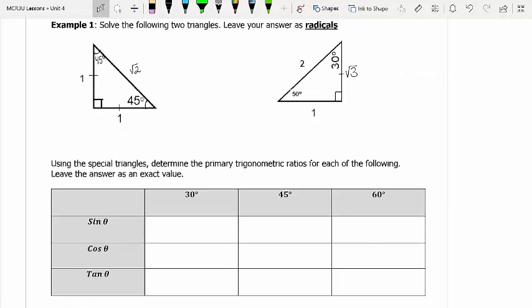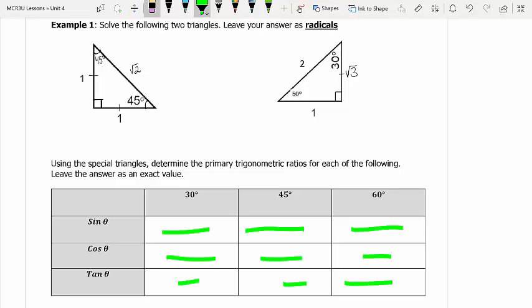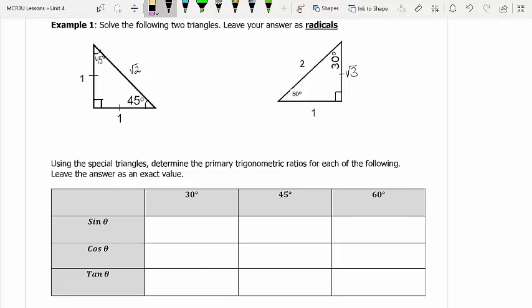Okay, so let's use these special triangles to develop the ratios in the following table. Basically we need to figure out what sine 30 is and put it here. What sine 45 is based on the triangles above and put it there. What sine 60 is based on the triangles above and put it there. And do that for each of these spaces in the table. So let's go ahead and do this one at a time.